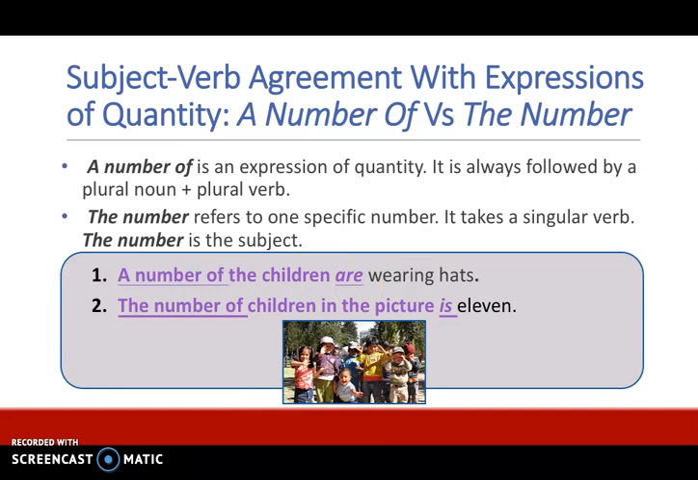Number 2, the number of children in the picture is 11. So in this case, we have the number, which is actually the subject of the sentence, and we have a singular verb. So in this case, the number is not an expression of quantity.